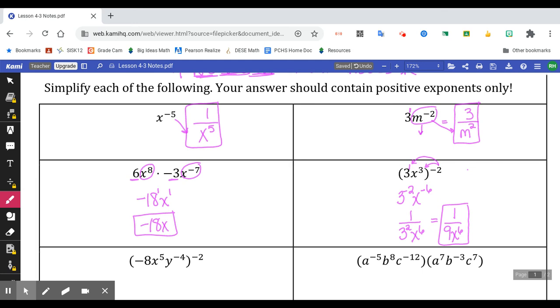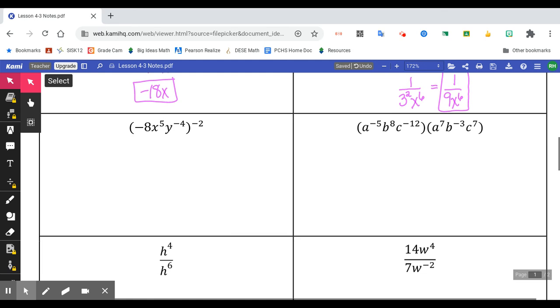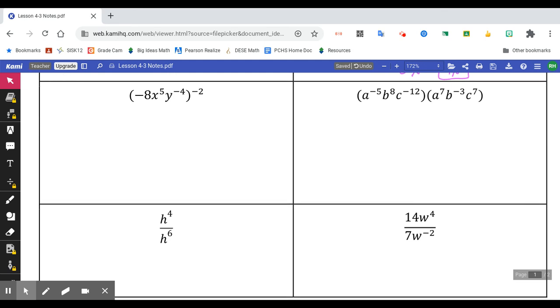Again, negative exponents drop to the bottom and become positive, and then we simplify. Okay, so it's that added extra step of having that exponent drop to the bottom. Okay, let's try another one.